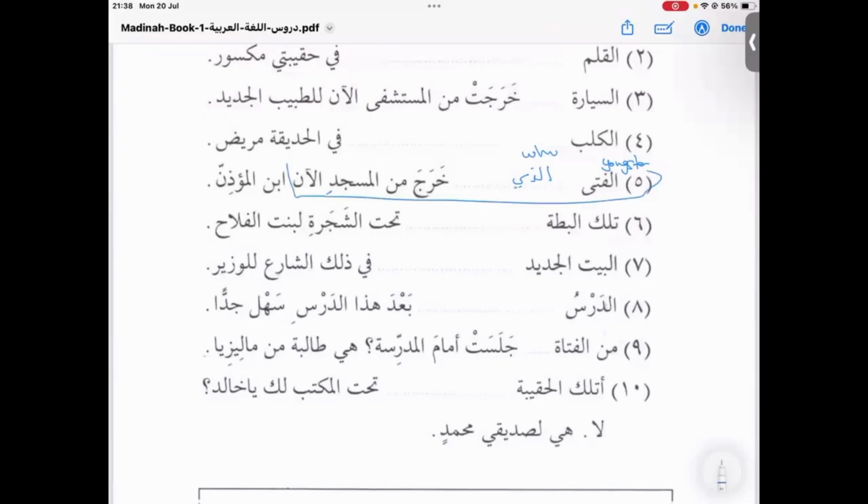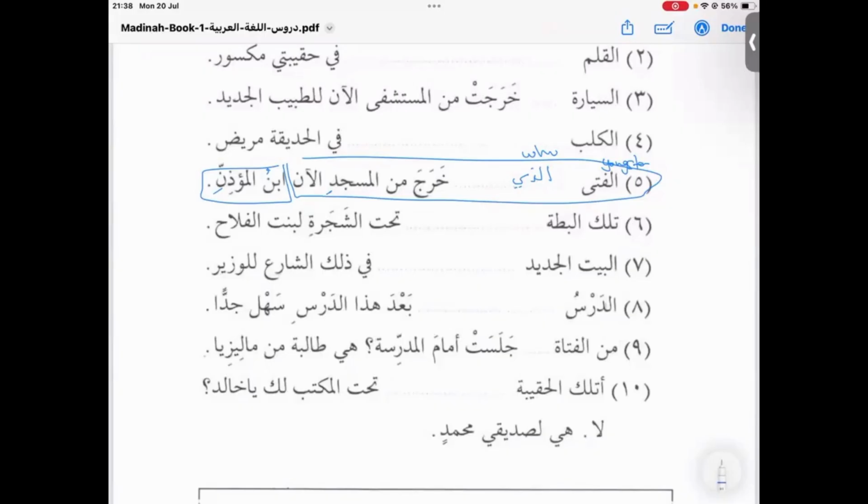That's the mubtada. Al-an. Ibnul mu'adhini. That's the khabar, and it's mudaf mudafun ilayh. Is the son of the mu'adhin. Ibnul mu'adhini. U and E. Ibnul mu'adhini.